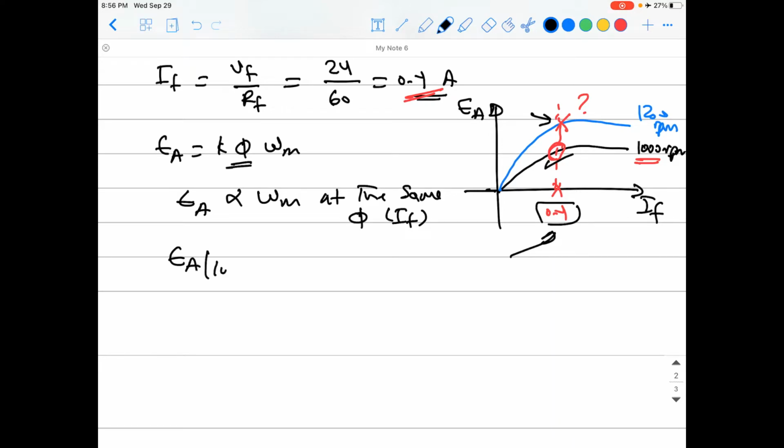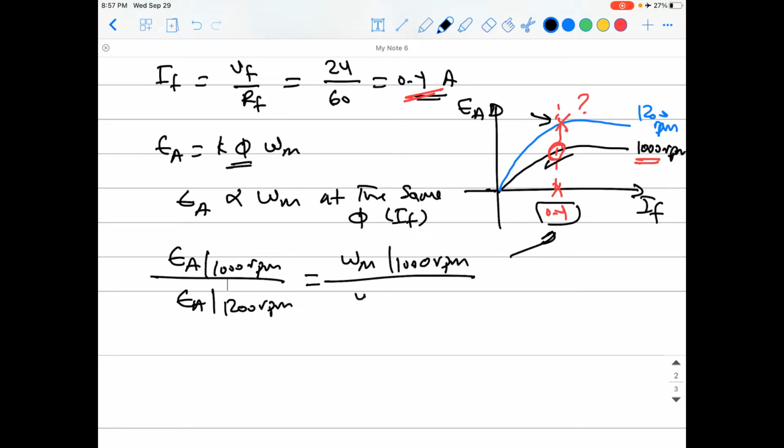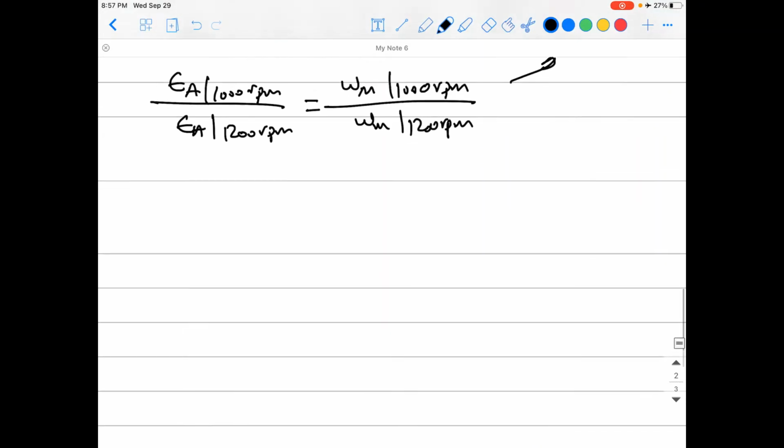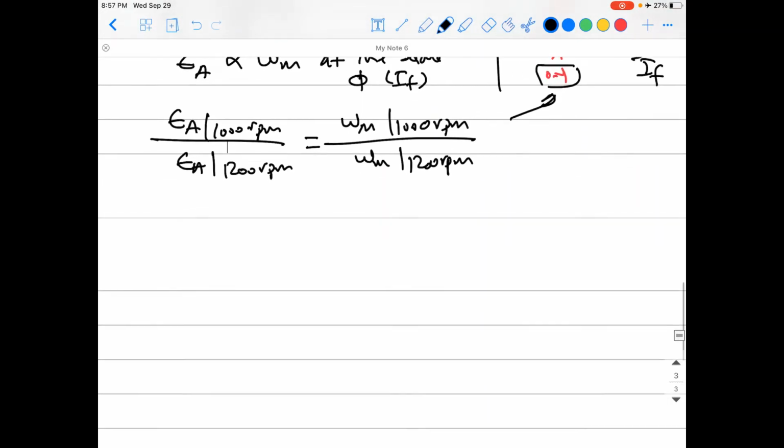EA at 1000 RPMs divided by EA at 1200 RPMs will equal the speed at 1000 RPMs divided by the speed at 1200 RPMs. And that's how we can get this point, because we don't have the values in the table at 1200 RPMs. But we can use the direct relationship to find them.